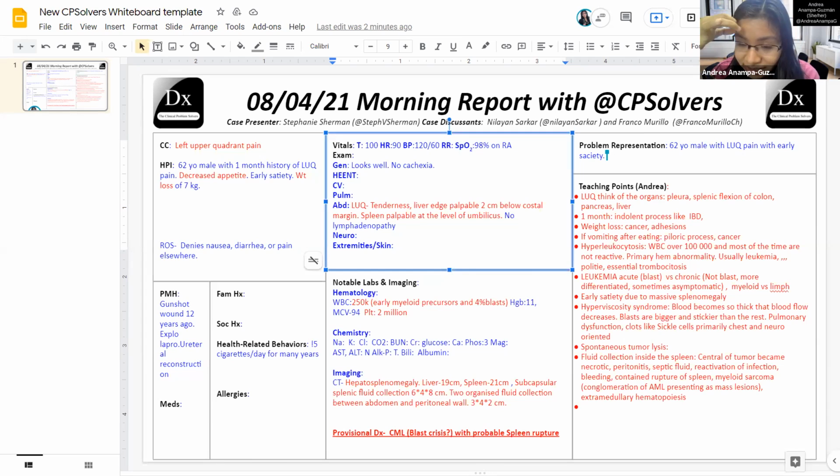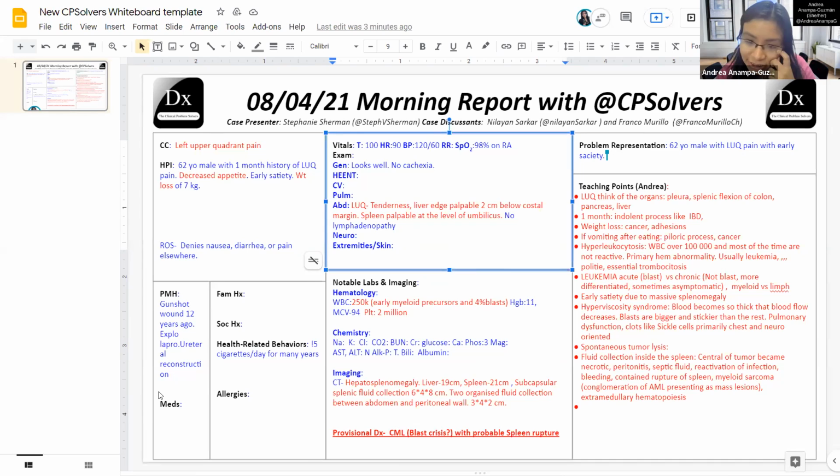And if the patient had vomiting after eating, we could think about a pyloric process, possibly a cancer. Then we talked about hyperleukocytosis, where the white blood cells are over 100,000 and most of the time are not reactive. They are mainly a primary hematologic abnormality, and usually most of the time it is leukemia. The leukemia can be acute or chronic: acute when there are blasts, and chronic when there are not, a more differentiated cell that can sometimes be asymptomatic. And myeloid versus lymphoid according to the cell type.